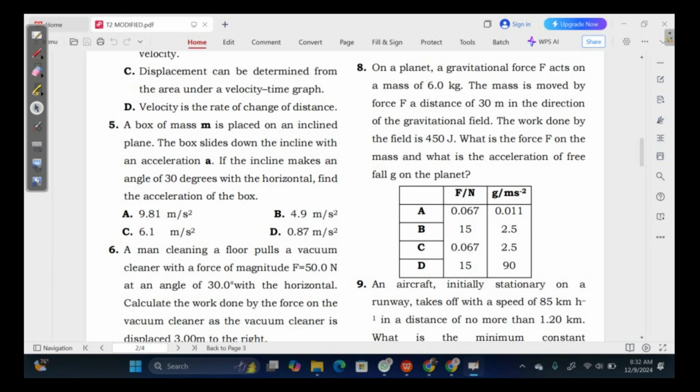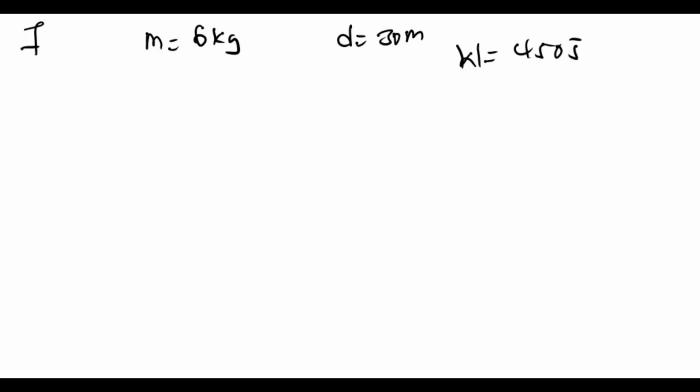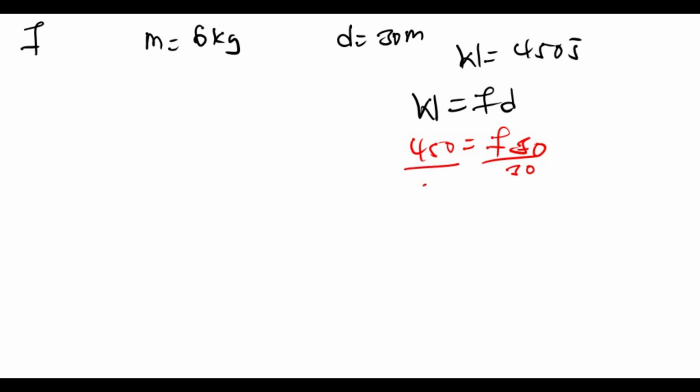Now, what is the force F on the mass, and what is the acceleration of free fall, which is g, on the planet. What they're trying to tell us is we have been given the work, and we know that the work is force times distance. So let's plug in the values. The work is 450, the force is the one we are trying to find, times the distance, 30. Divide both sides by 30, so these will cancel, meaning that my force will be 450 divided by 30. That is 15 newtons. They're asking us to find the force. You can see the question here.